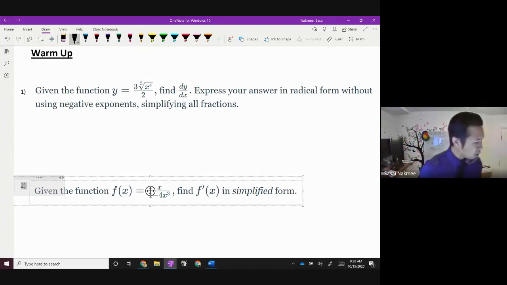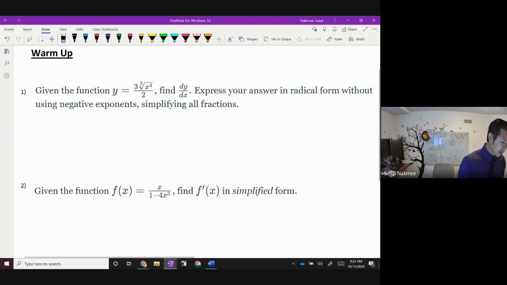Given the function y is equal to 3 times the 5th root of x to the 4th over 2, find dy dx. Express your answer in radical form without using negative exponents, simplifying all fractions. Okay, so looking at this function right here, some people might right off the bat feel like they need to use the quotient rule, and I would tell you to try not to use it when you don't have to.